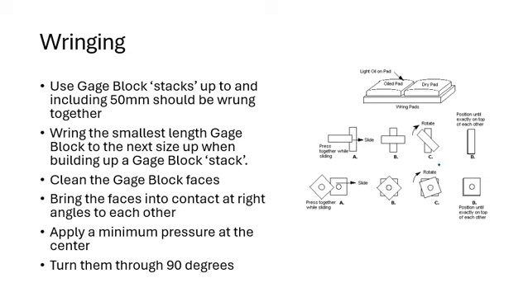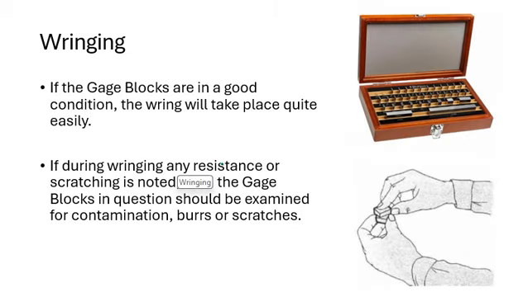Here I'm showing you 2 different shapes of the gauge blocks. If the gauge blocks are in good condition, then the ringing is going to take place very easily. But if they're contaminated, or you have scratching all over or dirt, then it won't ring easily. So make sure you clean up the gauge blocks.